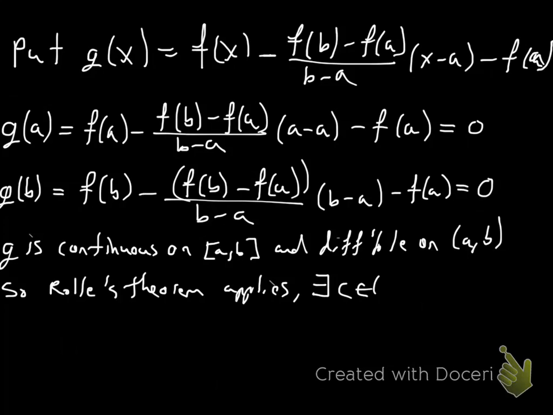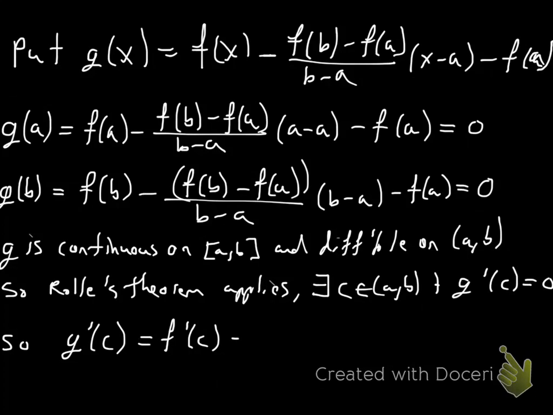So what that means is there exists a c in (a, b) such that g prime of c is equal to 0. Now remember, we said at the beginning that we could take the derivative of this g function. So we're going to get the derivative of f as f prime. The derivative of f(a) is just going to be 0 because it's a constant. And then for the x minus a, the derivative of the a is going to be 0, the derivative of the x is going to be 1, so we'll just have (f(b) minus f(a)) all over (b minus a) times 1.